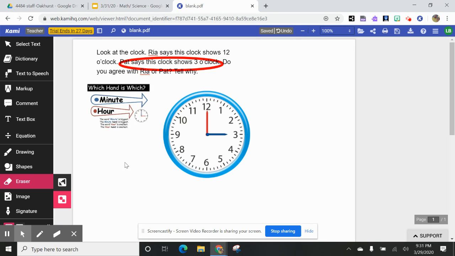There will be a challenge slide that will go through some different specific times, working on telling time to the 5 minutes. Please give that a try. Try your best. Get in contact with your teacher if you have any more questions. Thanks, guys.